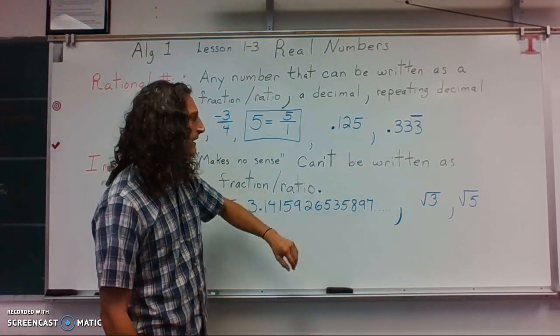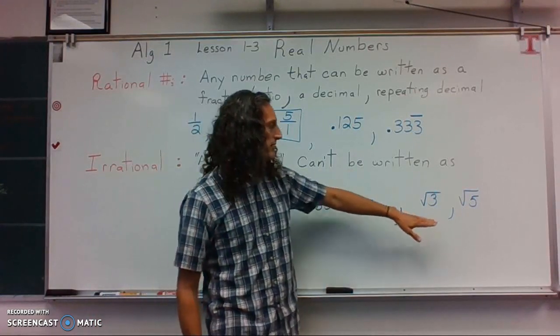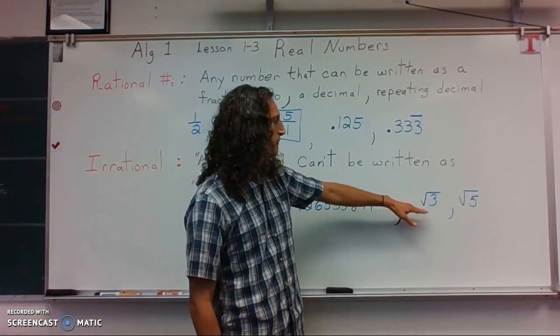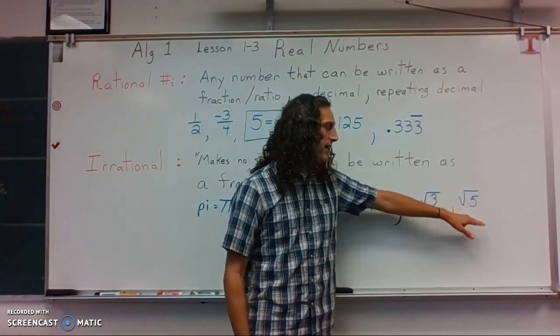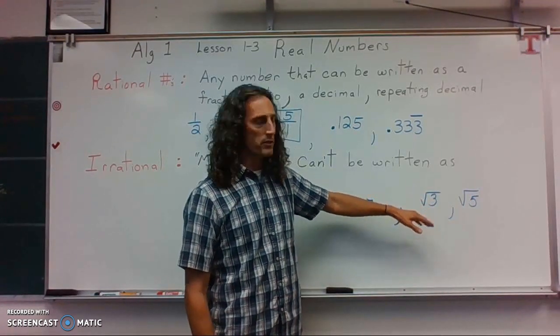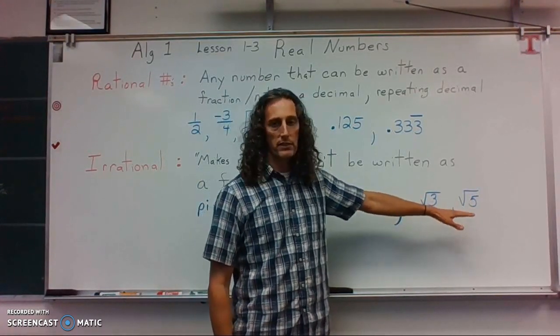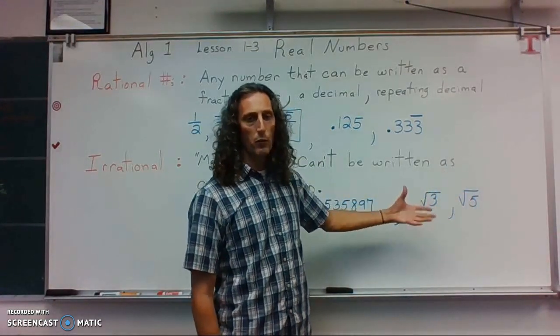So it doesn't make sense. Then we also have some numbers that if you take the square root of, the square root of 3, the square root of 5, these are irrational numbers because you're going to get decimals that might not end with these.